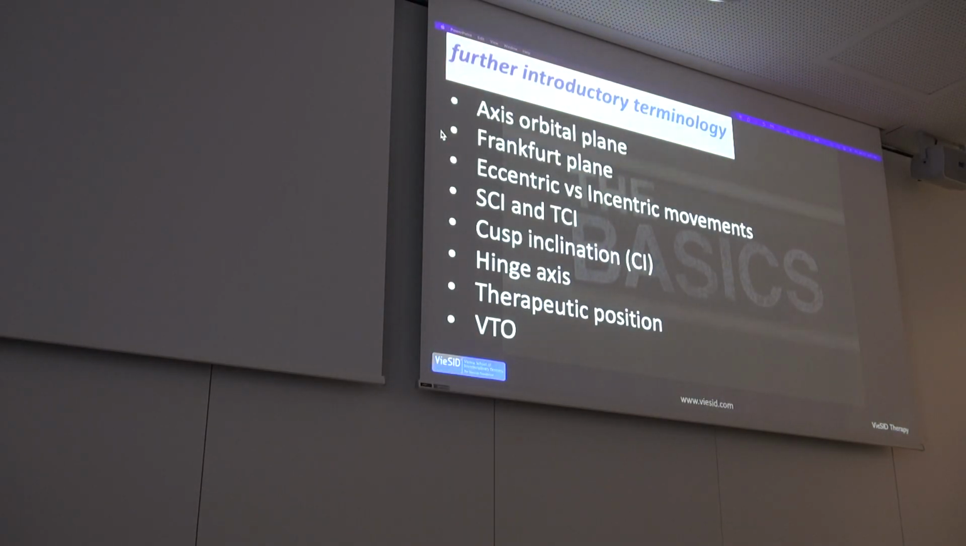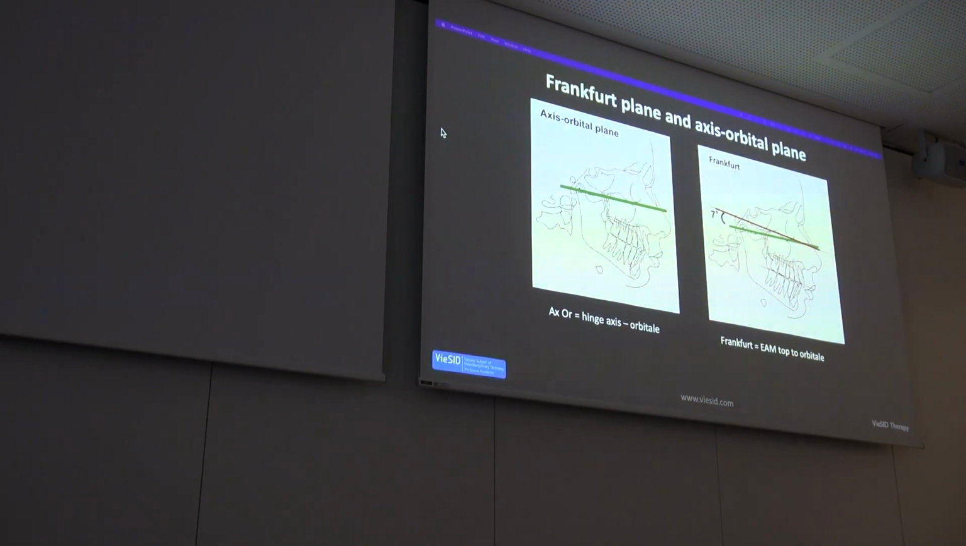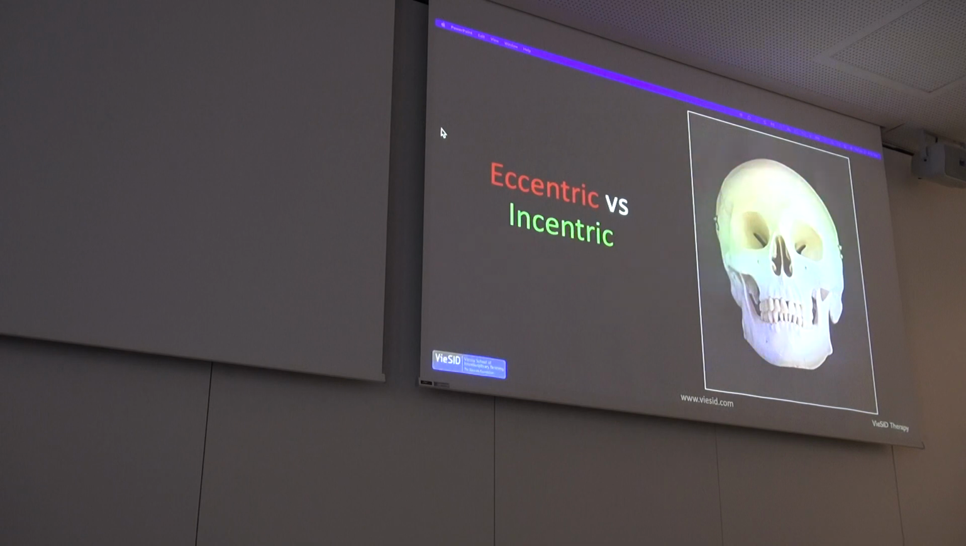Very quickly we'll go through this, the axis orbital plane, Frankfurt, etc., just as definitions. So we know that axis orbital plane is orbitally to the hinge axis. We can only calculate that by finding the hinge axis. We know that Frankfurt plane, it's on average about 7 degrees different, but again, it's orbitally to the top of the external auditory meatus. When we do our anatomic facebow, arbitrary facebow, we are getting which plane? Frankfurt plane. When we do our hinge axis, we're getting, obviously, axis orbital plane, which is more accurate, obviously.